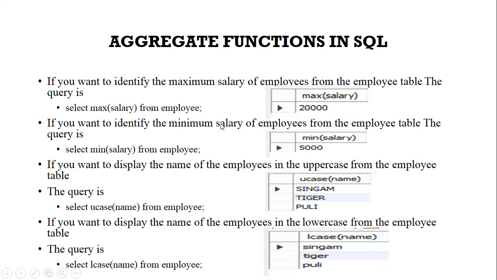Then in order to identify the minimum salary of employees from the employee table, just change the query as select min of salary from employee. Here employee is the employee table, salary is the attribute, and min is the keyword in order to identify the minimum salary.